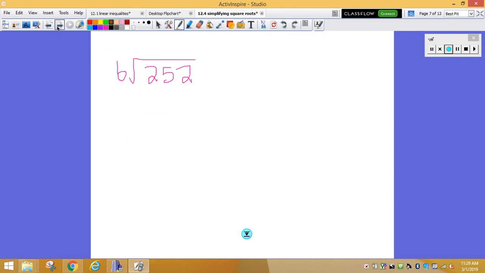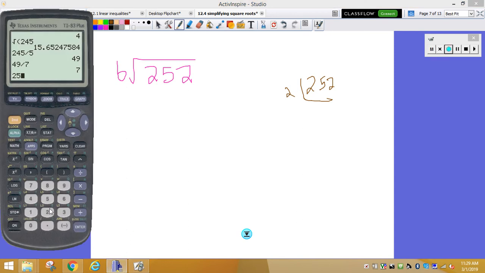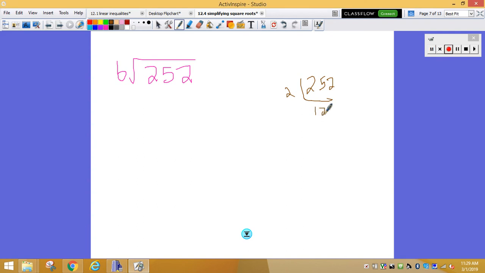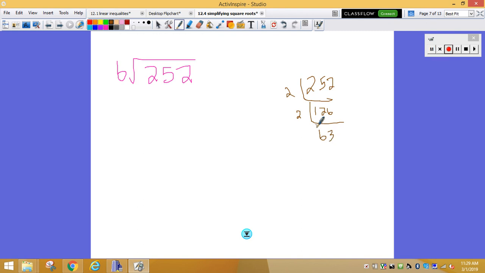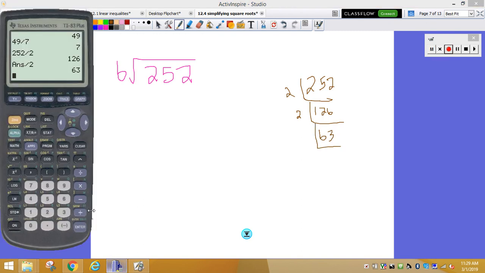Okay, let's do another one. 252 is not a perfect square, just to save us some time. So I know 2 will go into 252. Let's see what that is. 252 divided by 2 is 126. And again, it's an even number, so I know 2 is going to work. 126 divided by 2 is 63. 63 divided by 2 does not work.